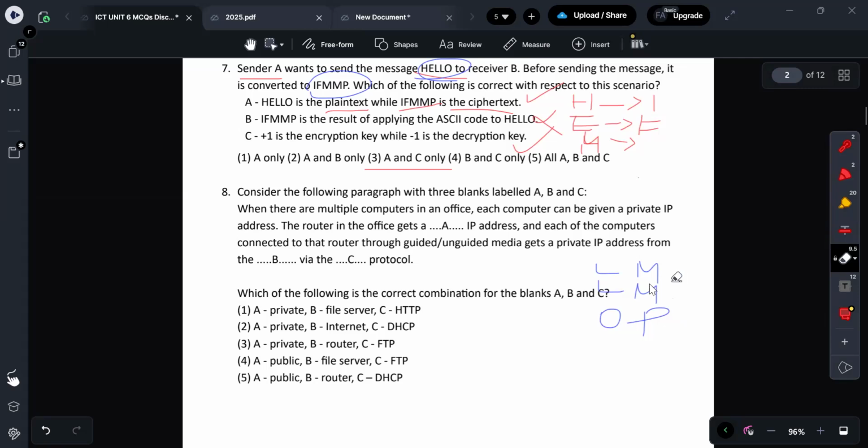So that is how you're encrypting it, right? You're using +1 encryption. Suppose you're using +2 encryption over here, then what would it be? H will turn into J, right? H will turn into J after 2. Clear?